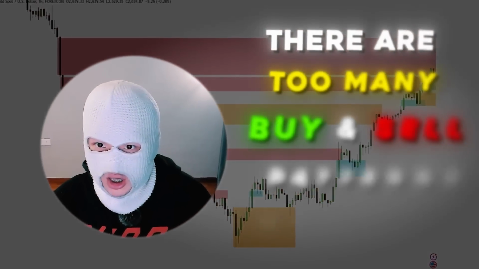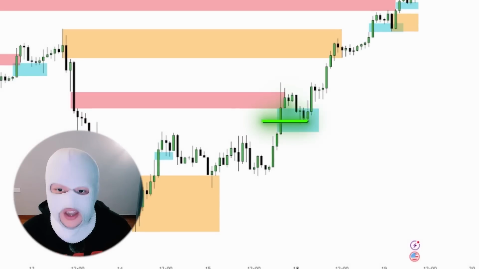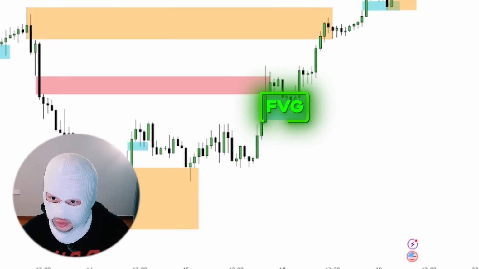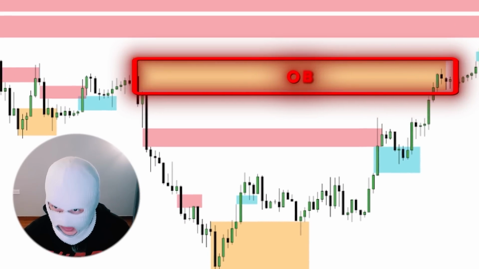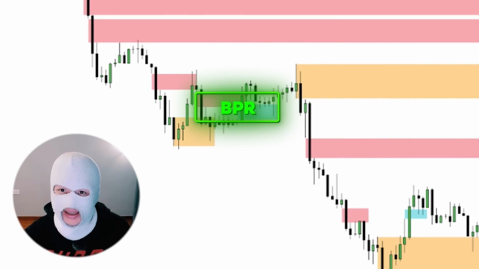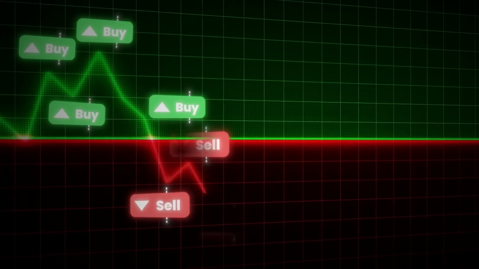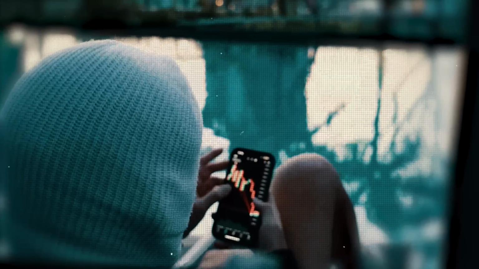The answer is this. There are too many buy and sell patterns on the chart. Things like this fair value gap over here signaling you to buy, that order block right over there that tells you to sell, another BPR that signals a buy, etc, etc. This is the problem with every single SMC strategy. You have too many places to buy and sell from that you can't make a proper decision. Every single choice that you make seems like a bad choice because you end up just not taking a trade.